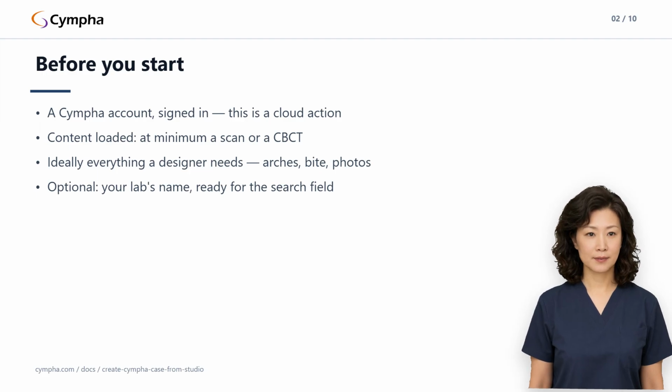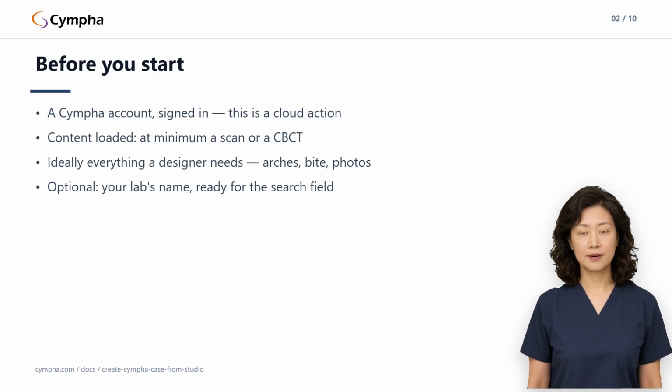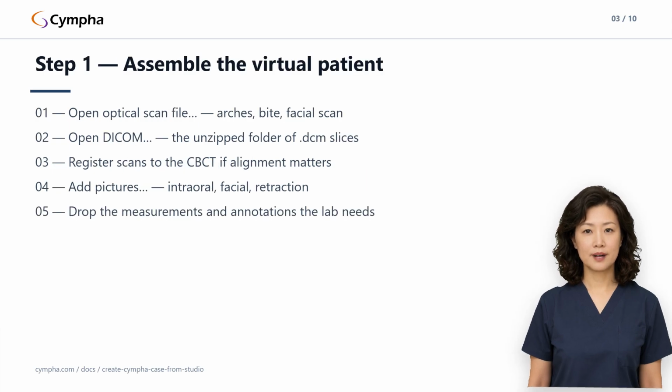Step 1 is the work you're probably already doing: assembling the case in Studio before you submit. Load the scans through Open Optical Scan file, upper and lower arches plus the bite registration, and a facial scan through Add Facial Scan if you have one. Load the CBCT with Open DICOM, picking the unzipped folder of slices. If you want the scans aligned to bone, run Studio's landmark-based registration. The Studio Essentials Guide covers the basics.